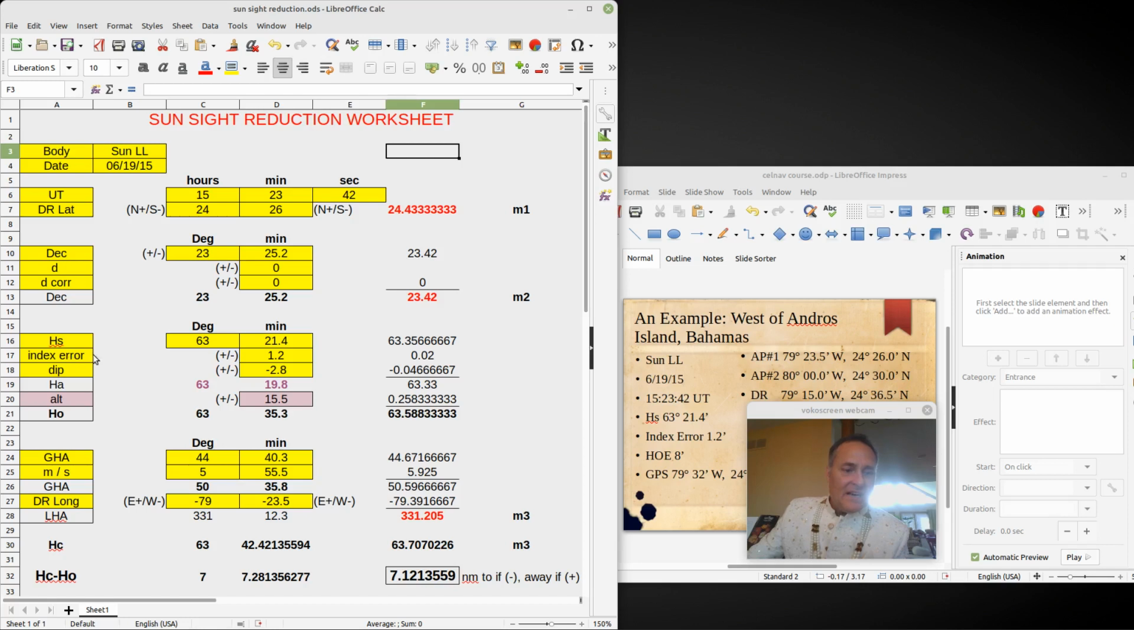The index error is 1.2. That's given in the problem. The dip is another value, and that comes from the height of eye. Now, we need to go to the Nautical Almanac. The very first page is a set of tables.